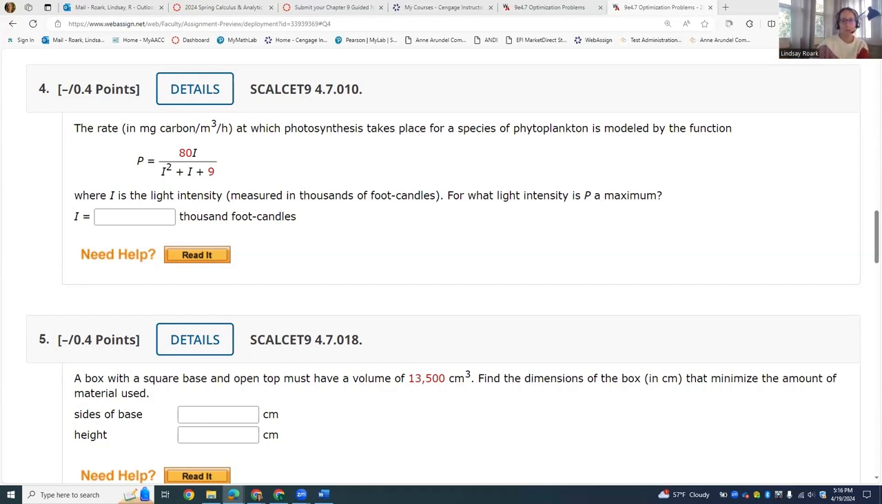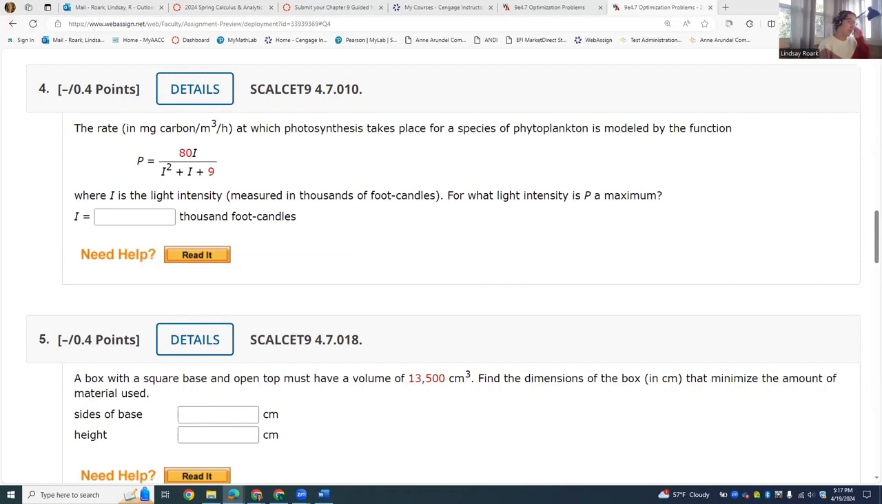So the problem that I wanted to start with was the problem from WebAssign that I had a question on. This was number 4 in the WebAssign homework from the 4.7 optimization homework. Okay, so I'm going to read the problem and then I'm going to switch over to using the whiteboard to kind of write things out.